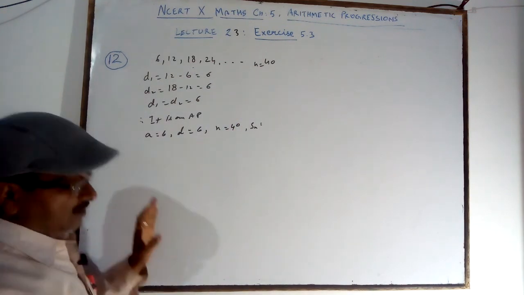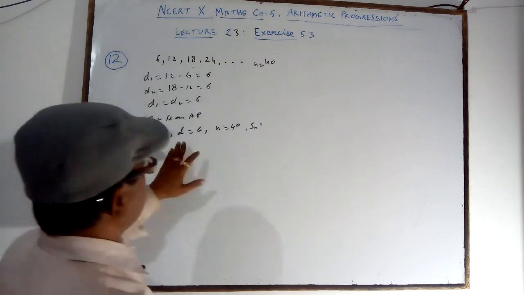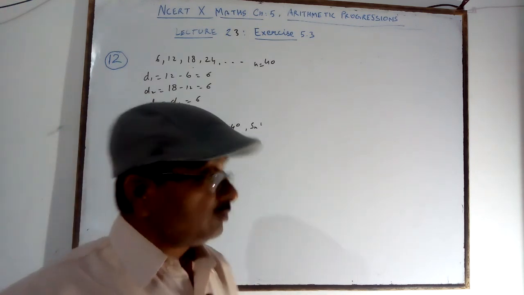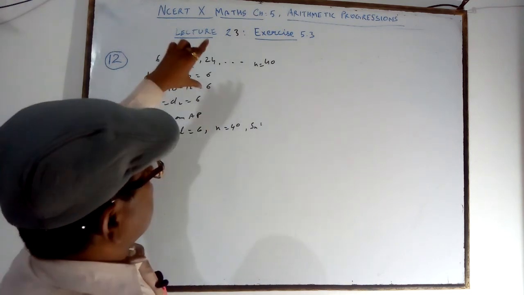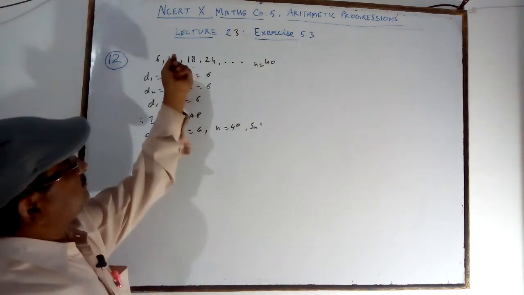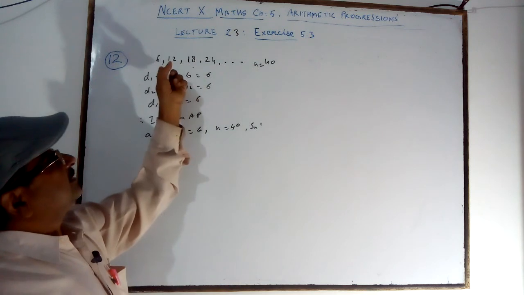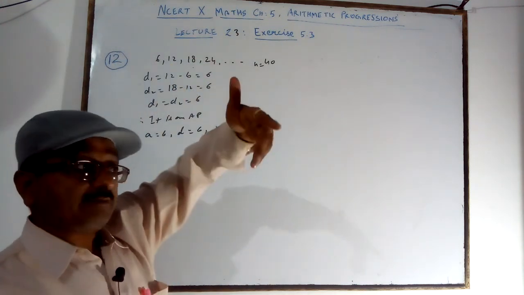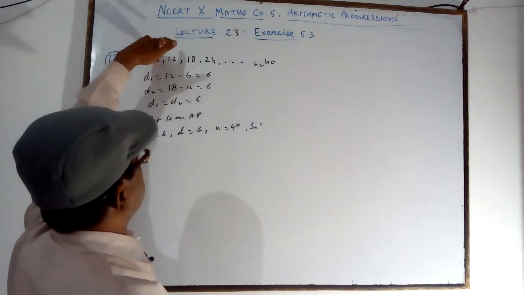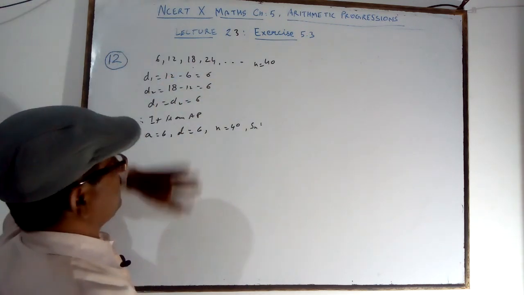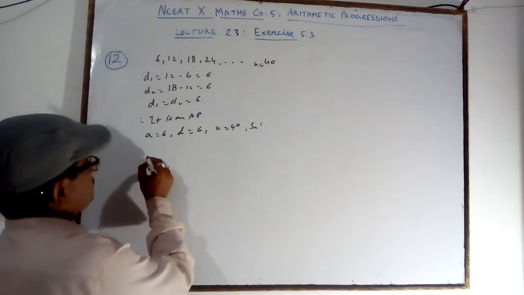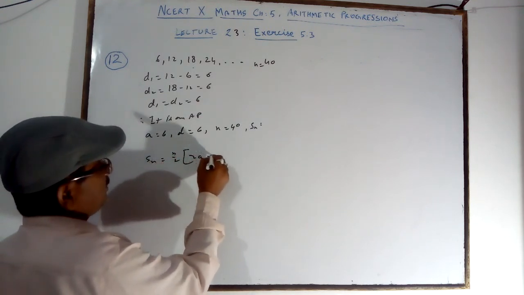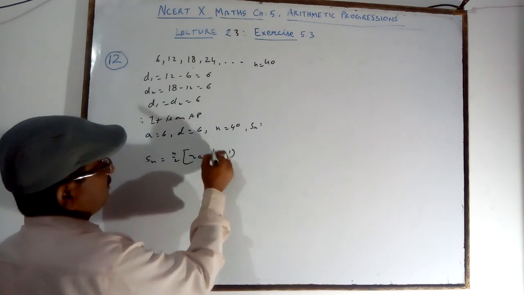The formula is given. Very simply, any positive integer divisible by 6 is a multiple of 6. You can form the table of 6, and it has a common difference, that's why it is an AP. So Sn is equal to n by 2 into 2a plus n minus 1 into d.